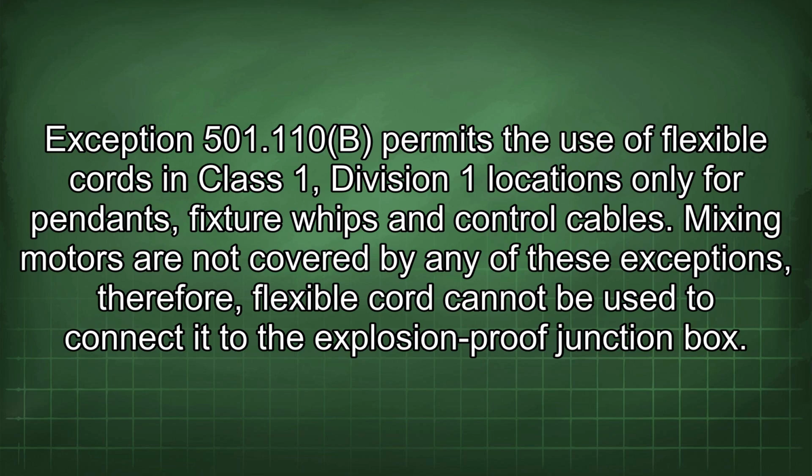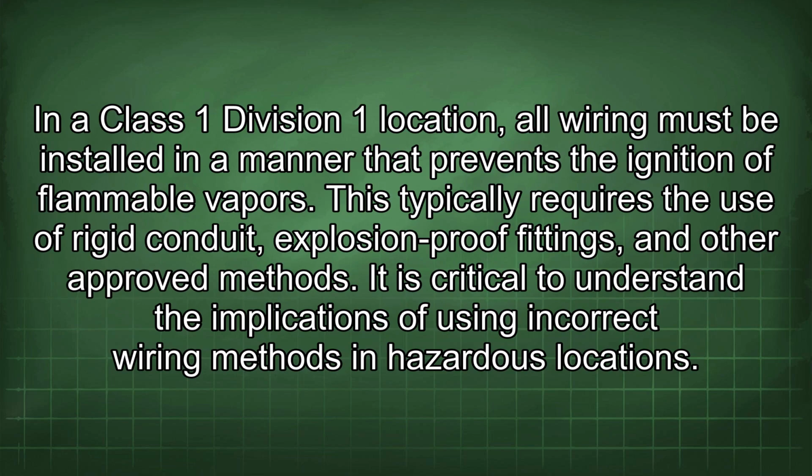501.10(B) permits the use of flexible cords in Class 1, Division 1 locations only for pendants, fixture whips and control cables. Mixing motors are not covered by any of these exceptions, therefore, flexible cord cannot be used to connect it to the explosion-proof junction box. In a Class 1 Division 1 location, all wiring must be installed in a manner that prevents the ignition of flammable vapors. This typically requires the use of rigid conduit, explosion-proof fittings, and other approved methods.